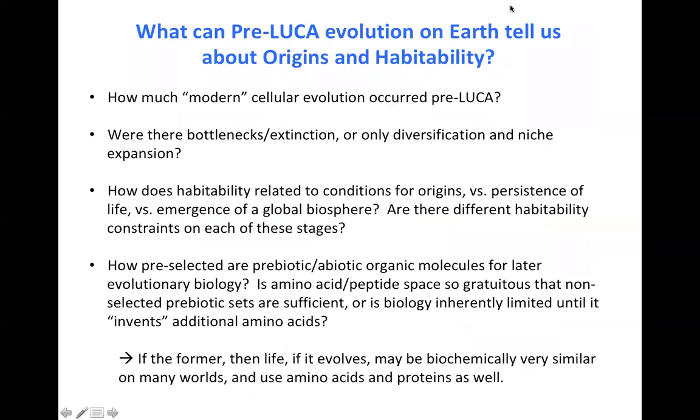So what does all of this tell us about habitability or the origins of life? It's really hard to make definitive statements, but it's better still to think in terms of questions. How much modern cellular evolution occurred and existed before LUCA? Are these deep patterns the result of any bottlenecks or mass extinctions? Or are we only seeing diversification and patterns of speciation and extinction being played out over billions of years?